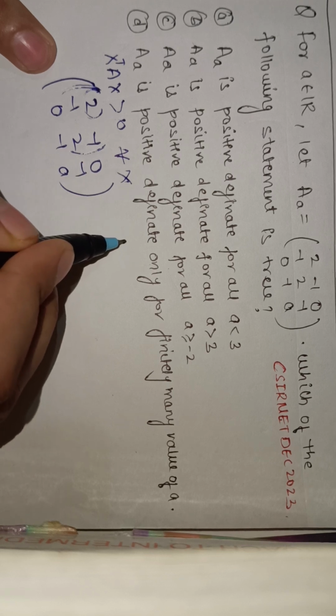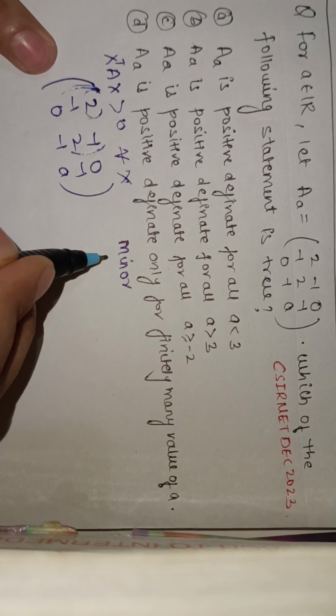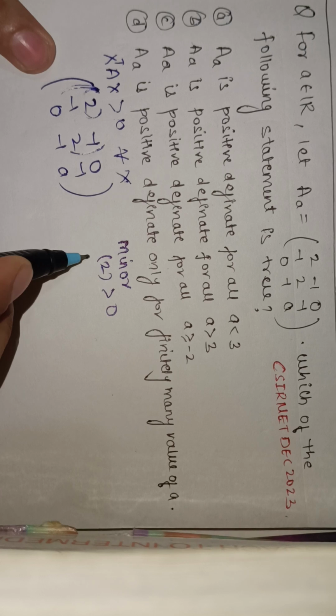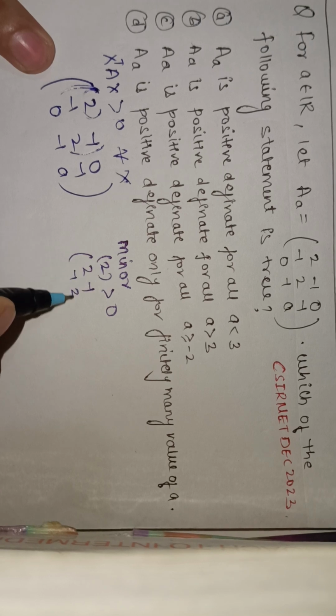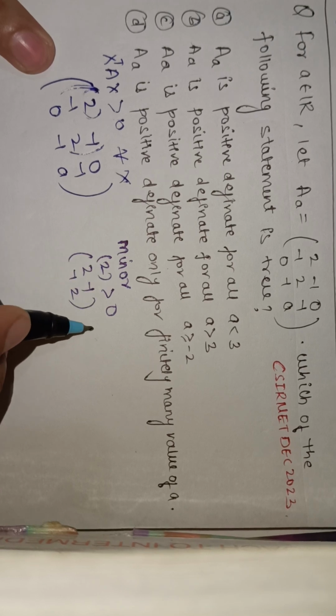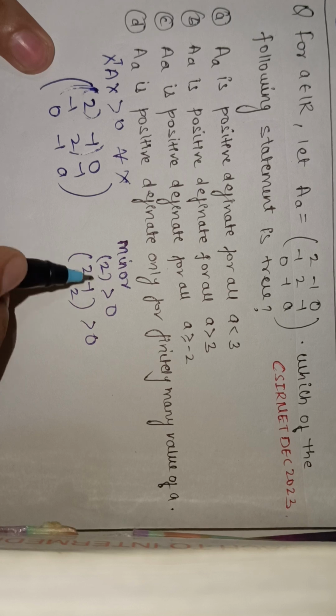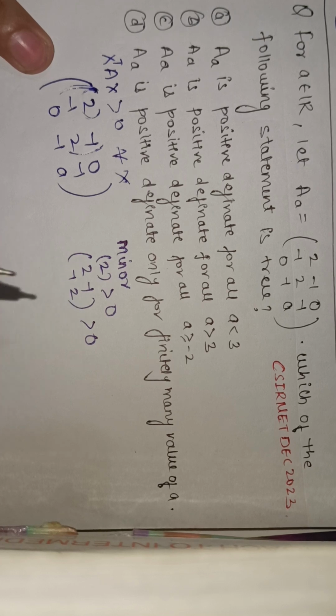The first minor is 2, which is greater than 0. The second minor is the matrix 2, -1; -1, 2. If we find the determinant of this, it is also greater than 0. The determinant is 4 minus 1, that is 3, which is greater than 0.